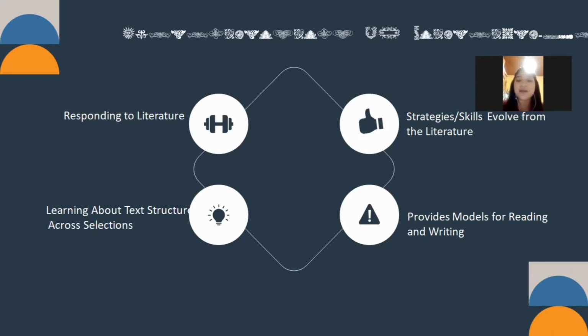And the next one is strategies or skills evolved from the literature. As I said before, the skills can increase by reading a book or literature, such as writing, reading, and also critical thinking skills. And the next one is that it provides a model for reading and writing. Next, please.